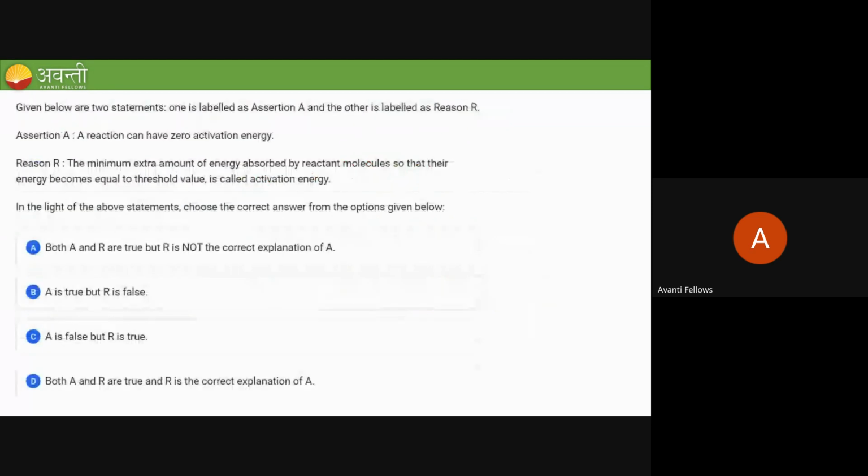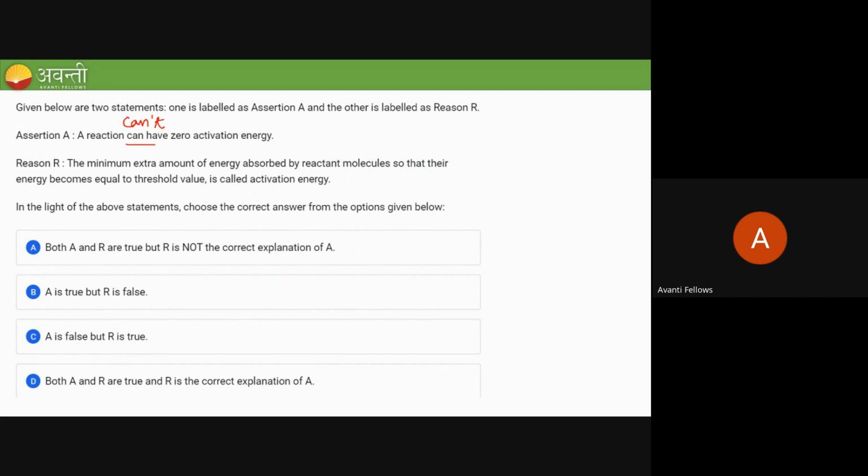Now moving on to the next question. Assertion reason type. The assertion says that a reaction can have zero activation energy. No, a reaction cannot have zero activation energy. All reactions at least need some activation energy to get activated to form the products. So A is false. A is false is given only in option C. So that is the correct answer.